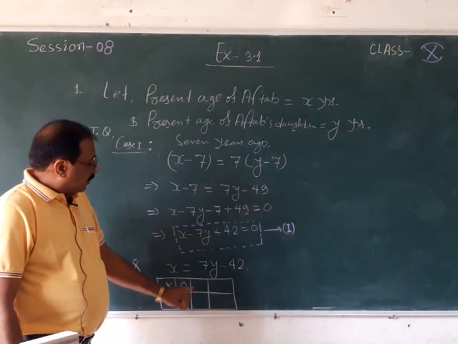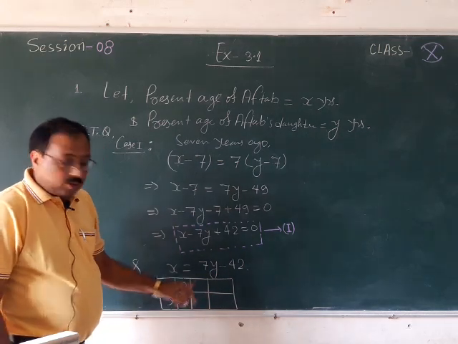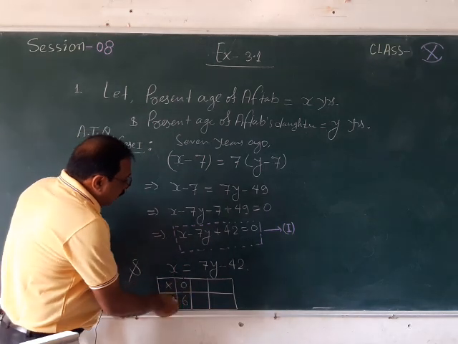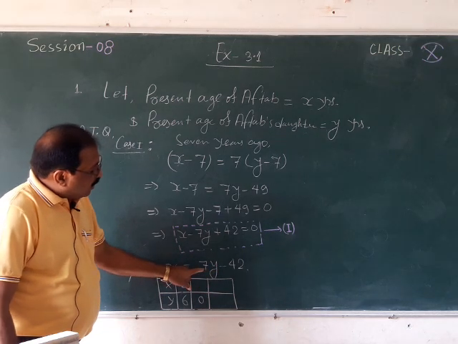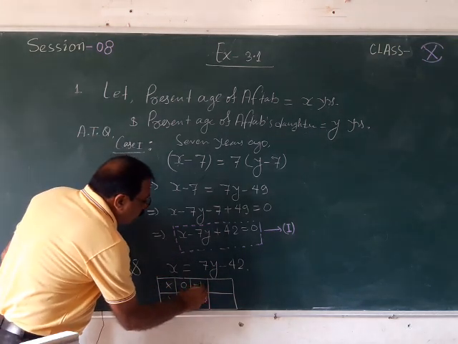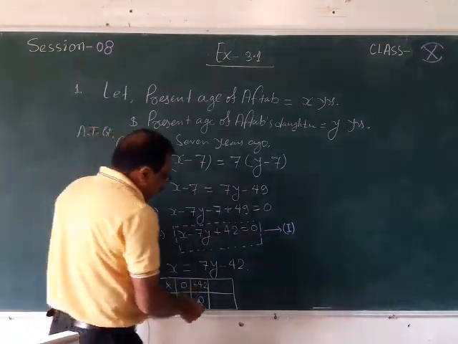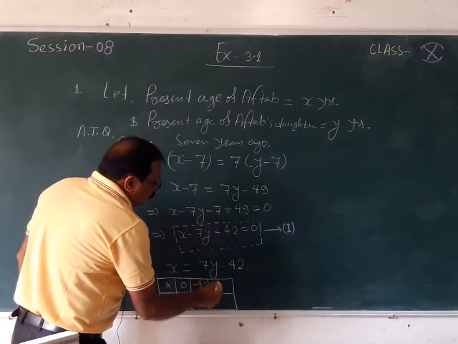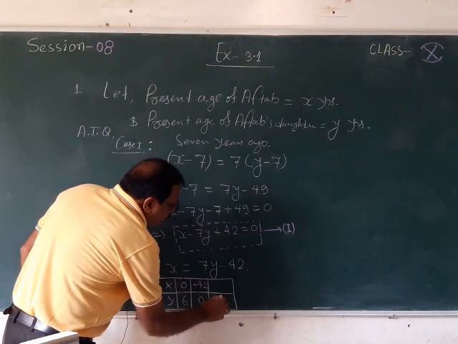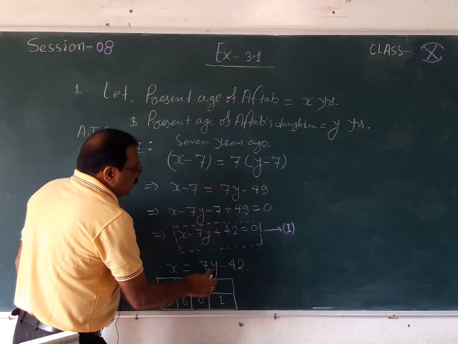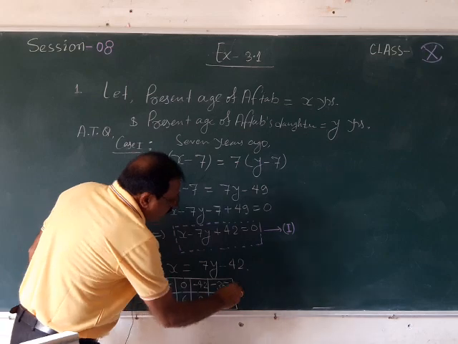If y is taken as 6, then x becomes 0. How? 7 sixes are 42, minus 42 is 0. In the second, I am taking y as 0. If y is 0, then 7 into 0 becomes 0, and you are left with minus 42 itself. This is the second value. For the third value I can take any value of y. Suppose I take y as 1. So 7 ones are 7, and 7 minus 42 gives the value minus 35.